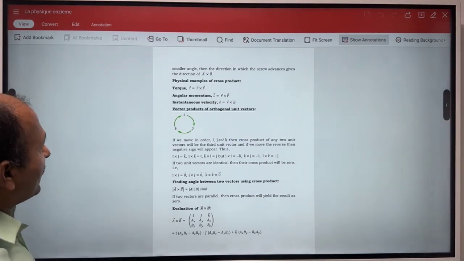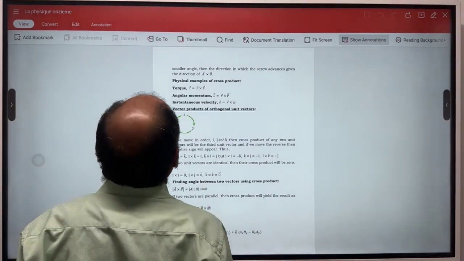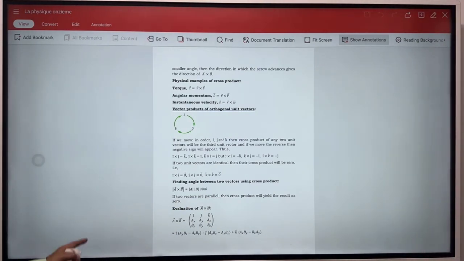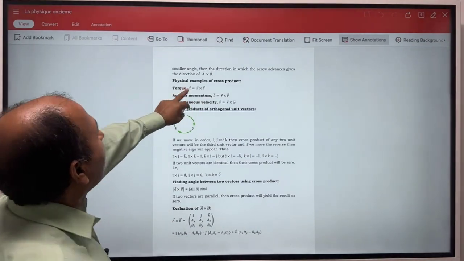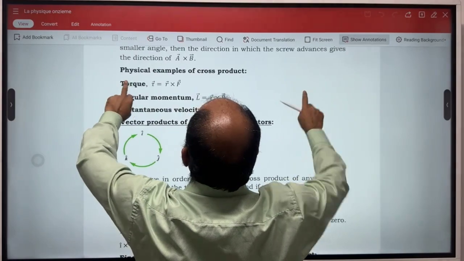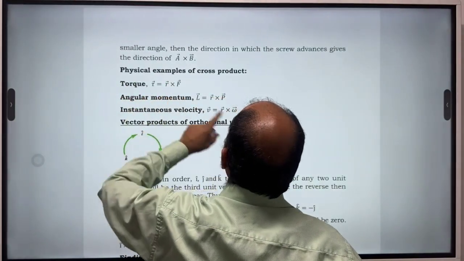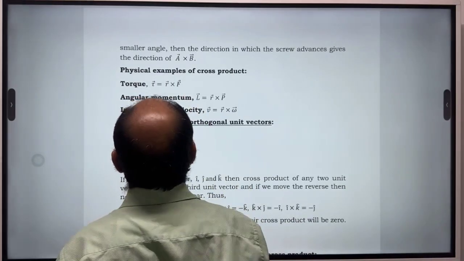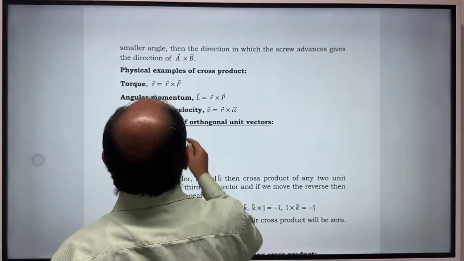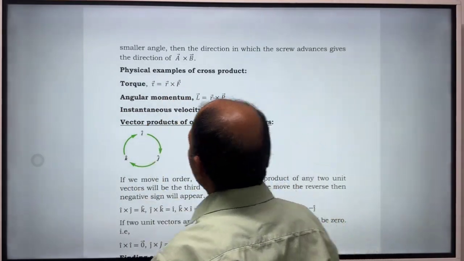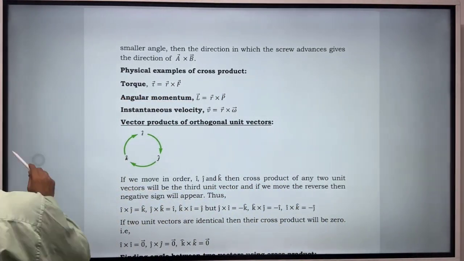Now let's see some properties of cross product. There are many physical quantities where we use this process, like torque. Torque is given by R cross F. Here R is the position vector, F is force. We can calculate torque if two vectors are given, means vector R is given, vector F is given. So we can easily calculate torque.